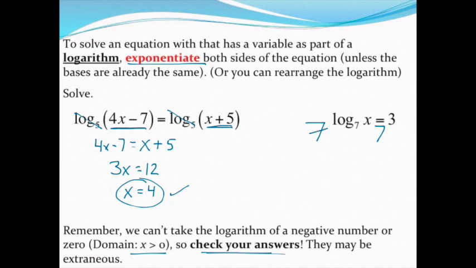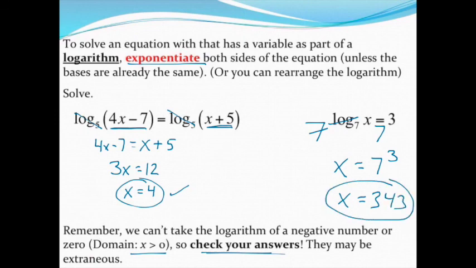7 raised to the log base 7 are considered inverse operations. Again, you may want to go back and watch a previous video about inverse operations to see how that worked. So they will cancel each other out, leaving behind just x. On the other side, then I have 7 now raised to the 3rd power. 7 to the 3rd power is 343. So that's how exponentiation works.